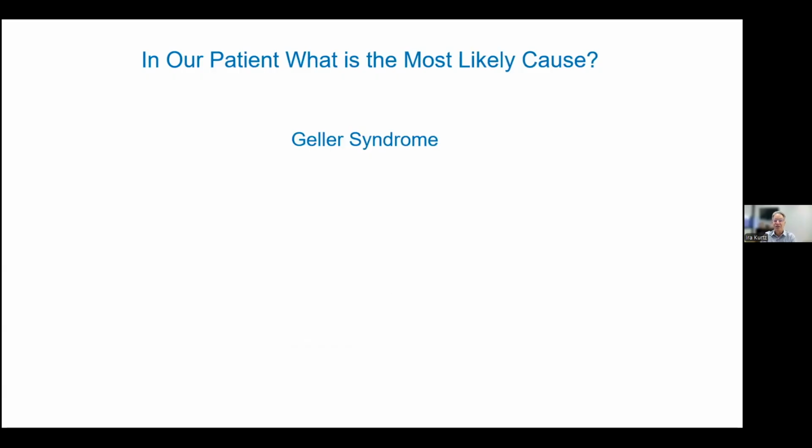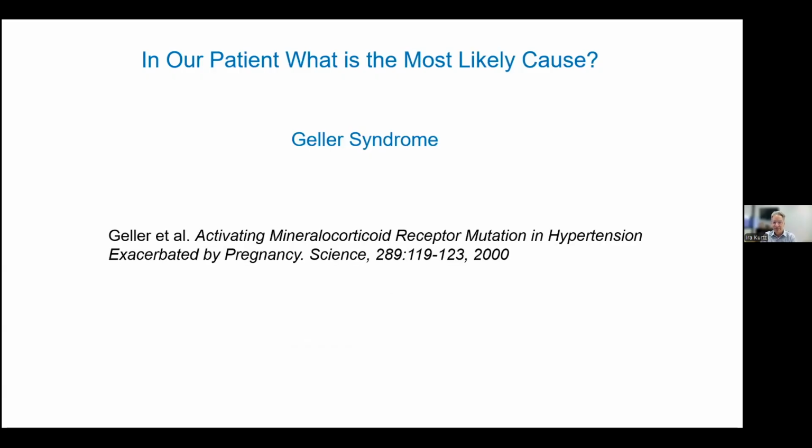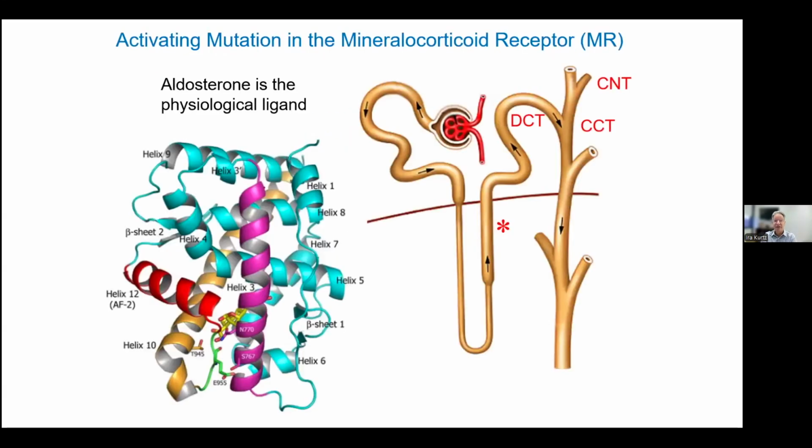So in our patient, the likely cause is a syndrome called Geller syndrome, and it was described about 25 years ago by Geller in the best journal in the world, Science. And what they described was an activating mineralocorticoid receptor mutation exacerbated by pregnancy. So what's going on here is there's a problem with the mineralocorticoid receptor shown here on the left. This is what the receptor looks like at the atomic level, and there's aldosterone shown here in the middle binding to it.